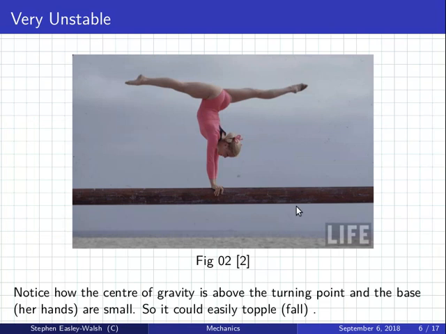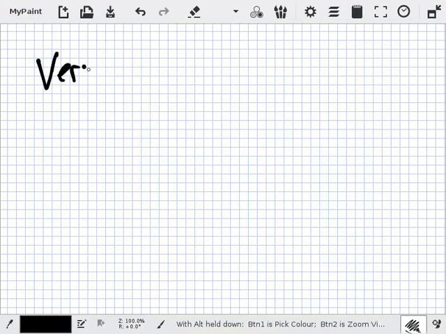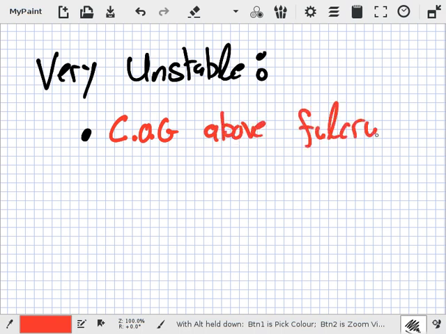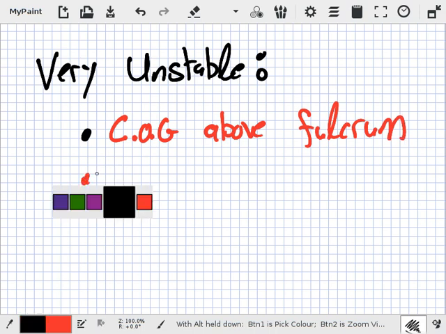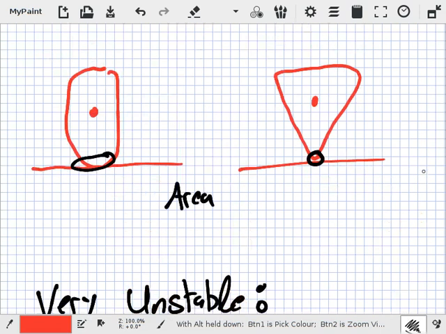Now, what I need you to write down is this term, very unstable. If you want to picture it like a definition, very unstable, you need two things. Center of gravity is above the fulcrum and the contact area is small. That's what I have in this picture here.